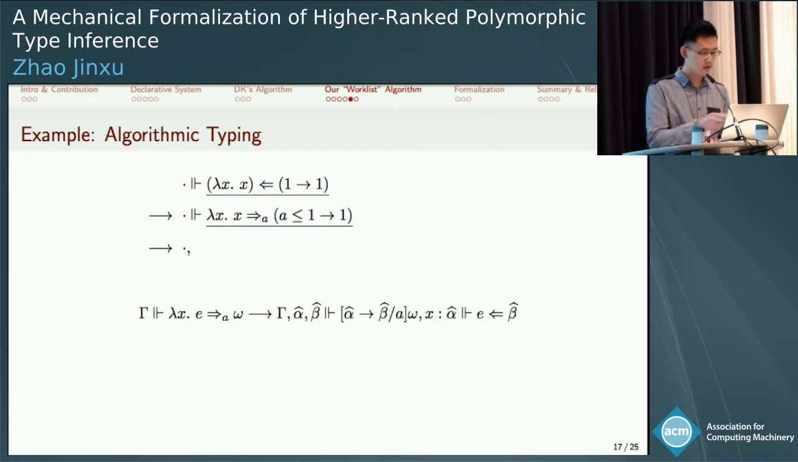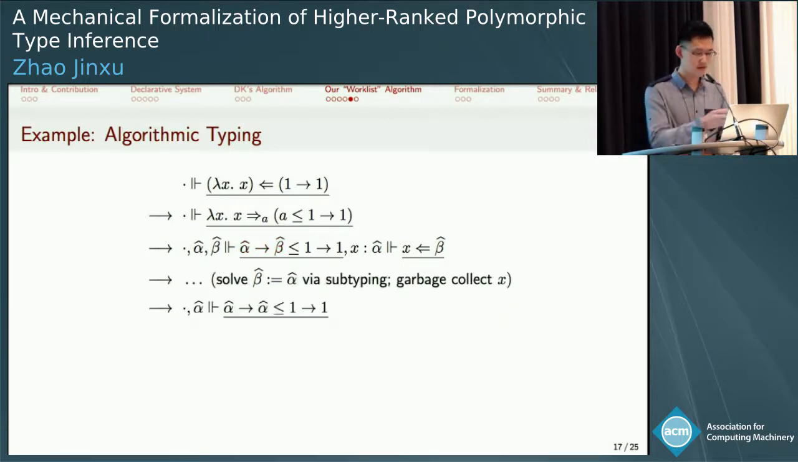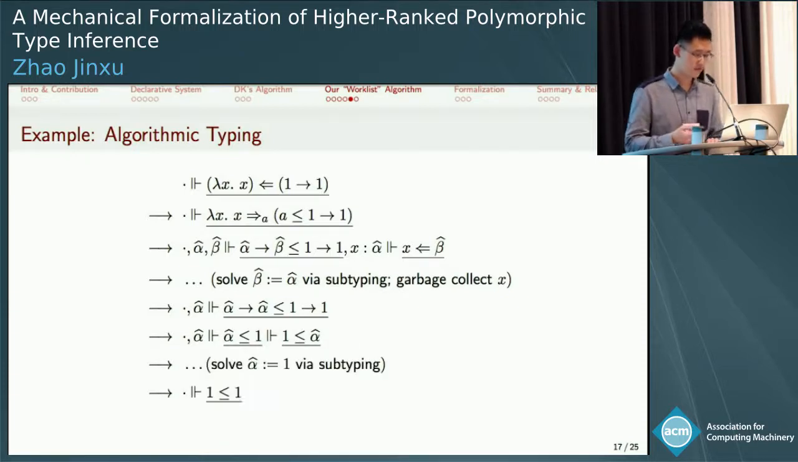So now here we just assume that the type of the lambda function is alpha to beta. So we assume the input type is alpha. We just check the body against beta. So the lambda function is now alpha to beta. Then we can continue the chain by replacing the placeholder with alpha to beta. Okay, and then we simply can solve this beta. We can unify beta with alpha, and it becomes alpha to alpha for the identity function. And these steps are just subtyping things.